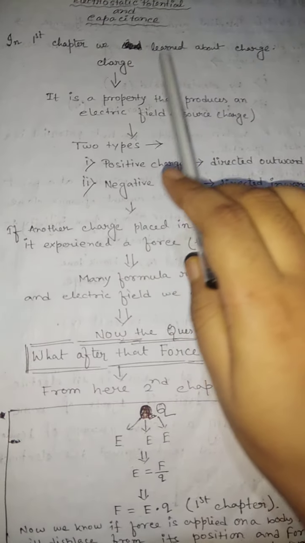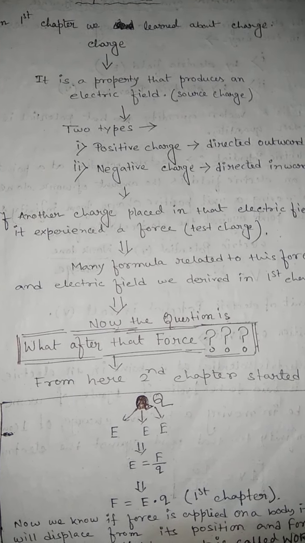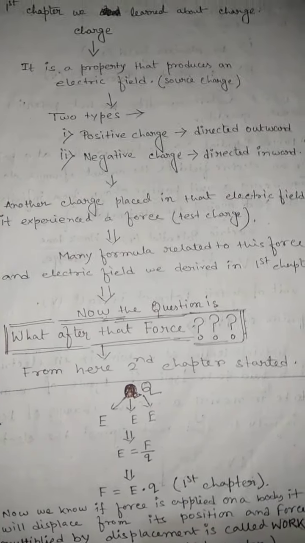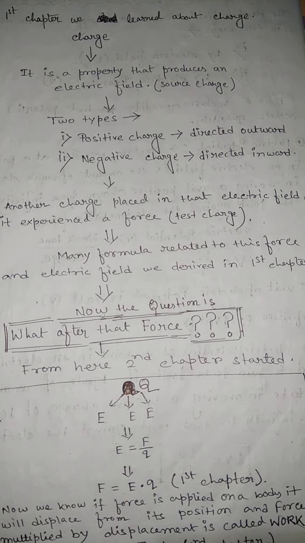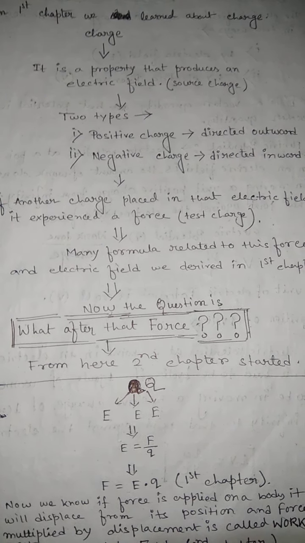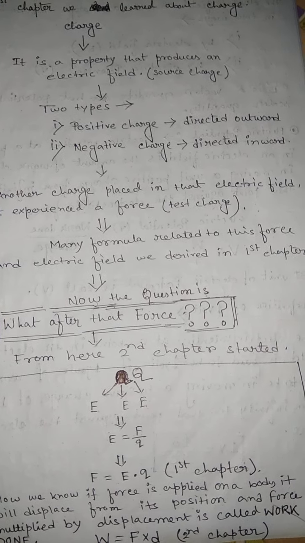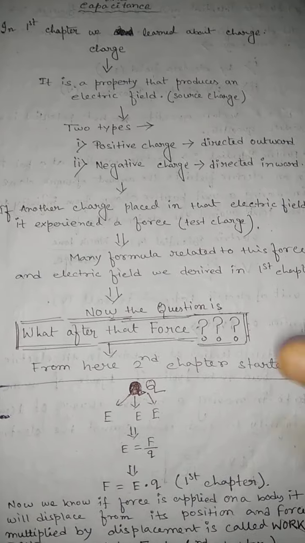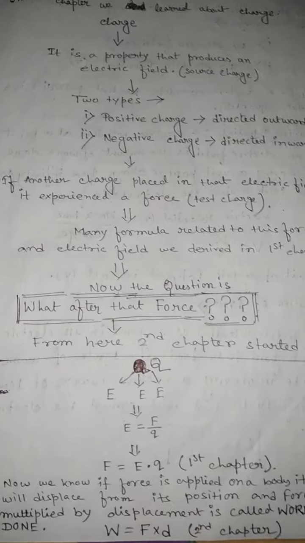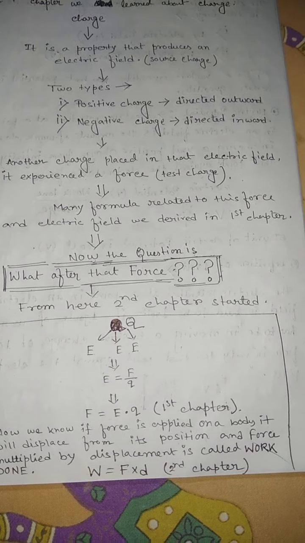First of all, we studied the concept of charge. What is charge? It is a property of matter that produces an electric field. From there, we learned two types of charges: source charge and test charge. Another two types: positive charge and negative charge. Positive charge is directed outwards, negative charge is directed inward. And we derived many formulas related to the electric field and the electric dipole.